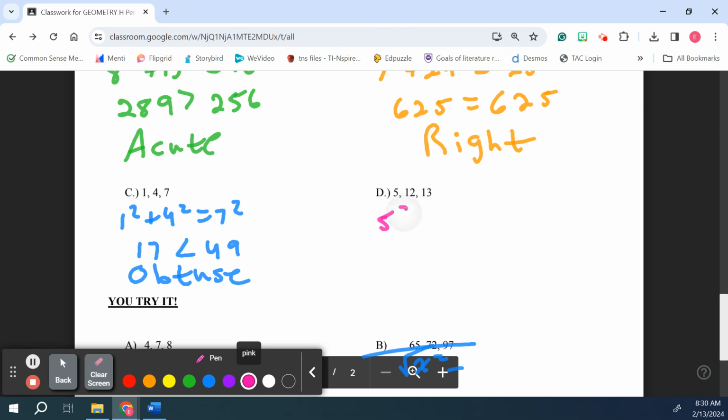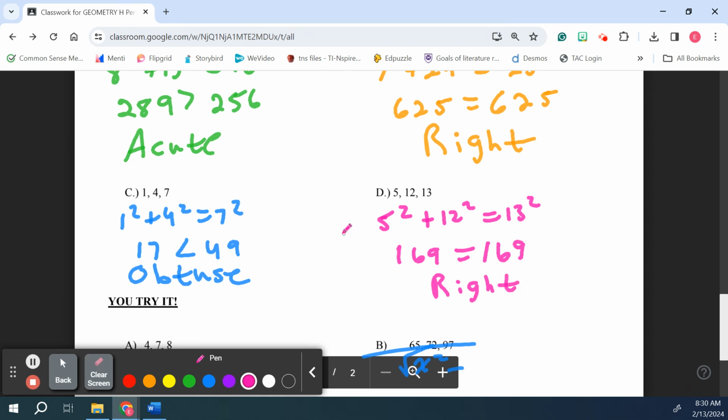Last one. 5 squared plus 12 squared equals 13 squared. 5 squared plus 12 squared is what? 169. 13 squared is? Therefore, just like Evan said, it is a right triangle.